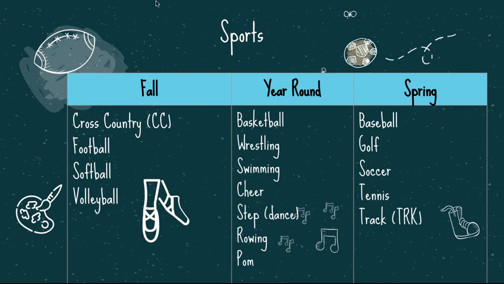Here, as you can see, there are many types of sports, such as football, volleyball, and baseball. Some sports last half a year, and other sports last the entire school year. If you are interested in participating in a school sport, talk to your teacher or counselor so they can sign you up. Apart from sports, you can participate in elective classes such as art, dance, music, and much more.